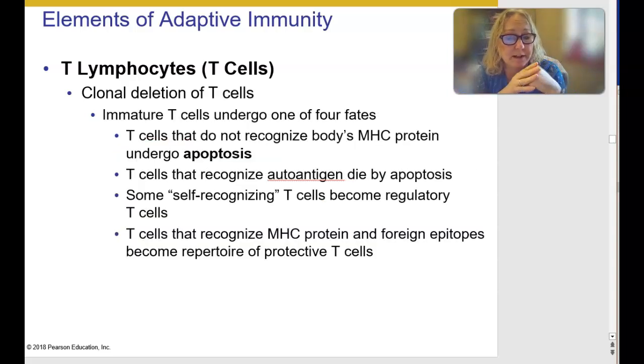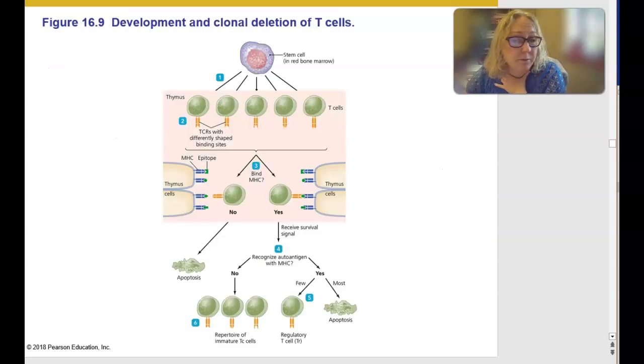Clonal deletion of T cells: immature T cells have four potential things that could happen to them. T cells that do not recognize your MHC protein also gotta go. T cells that recognize yourself also gotta go. Some self-recognizing T cells become regulatory, right? They cruise the lymph. Then cells that actually recognize their MHC protein and foreign epitopes become protective T cells. And that's exactly what this picture is showing you.